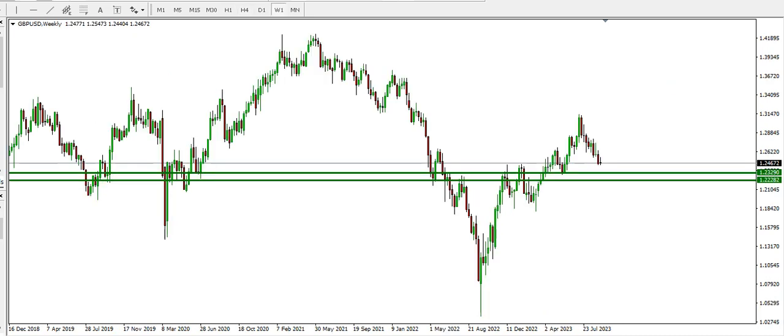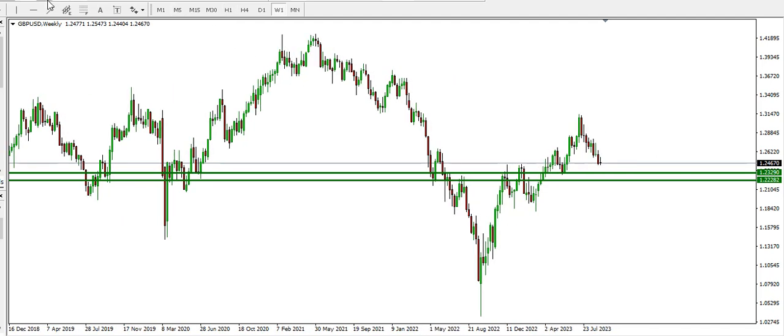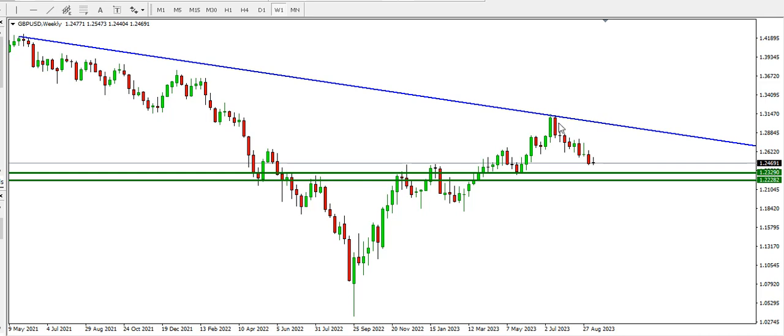Let's quickly look at what is happening on the GBPUSD chart. On the weekly time frame, I see this bearish trend continuing. Okay, it appears as if we are having a reversal. Price got to this level and started to form this tweezer top on the weekly time frame, and price is gradually dropping.